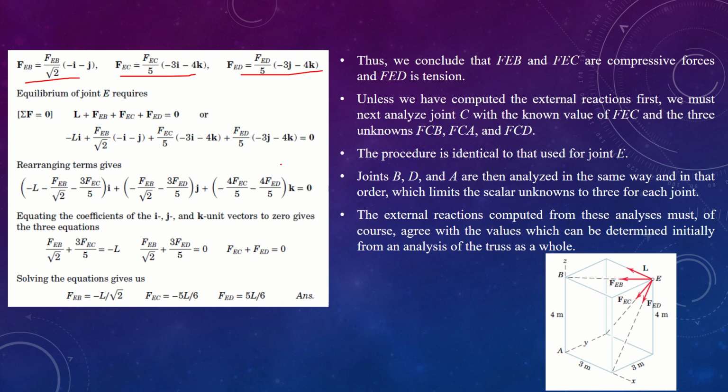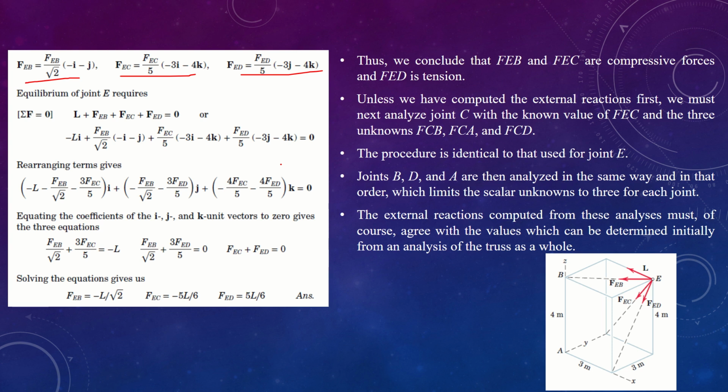Now, once we have found this value, we are going to say the sum of forces along I, J, K are equal to 0. For that, we know that L plus FEB plus FEC plus FED should be equal to 0. So we know L is acting along the I-axis. Then we have a projection of FEB, under root 2 is simply understood. We know 9 plus 9 under root 2 is going to be under root 2.